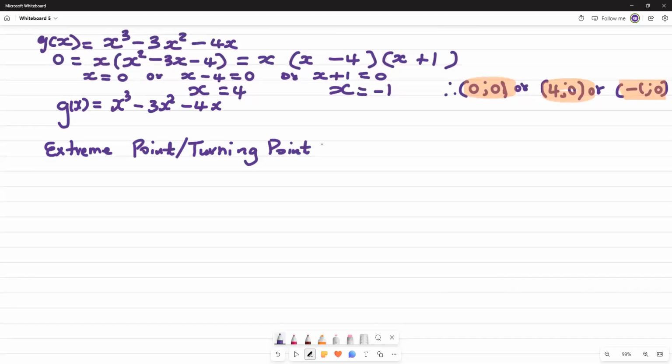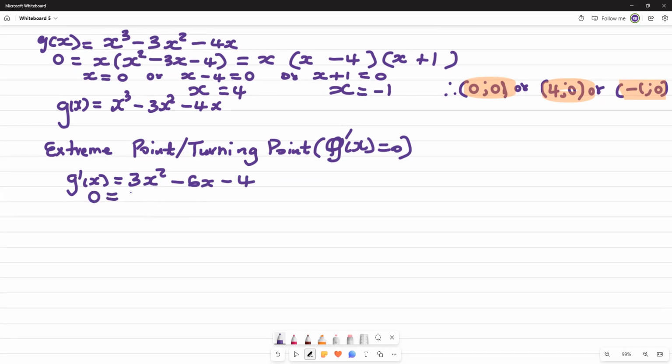For turning points, you know that the first derivative of g must be 0. Always when you find the minimum, the maximum, the highest or the lowest, you say the first derivative is 0. So I need to differentiate. The derivative of g of x is 3x squared minus 6x minus 4. And the derivative must be 0 because we are doing the turning points.